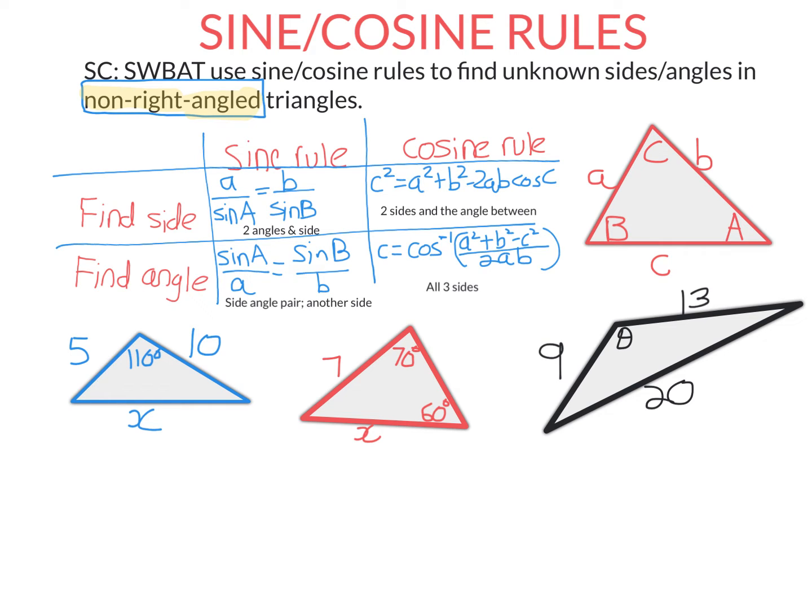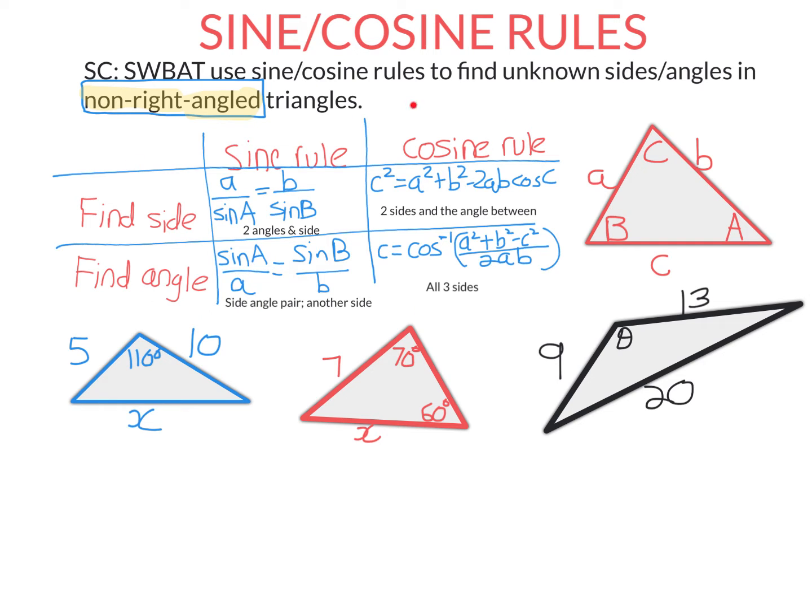Thank you so much for tuning into this video in which we will look at using the sine and cosine rules. Both of these are used to find unknown sides or angles in non-right angled triangles. Remember, in a right angled triangle, we just use SOHCAHTOA. Here we're in non-right angled triangles. So the sine rule and cosine rule are complementary. That's why we learn them both. You can use the sine rule when you can't use the cosine rule and vice versa.